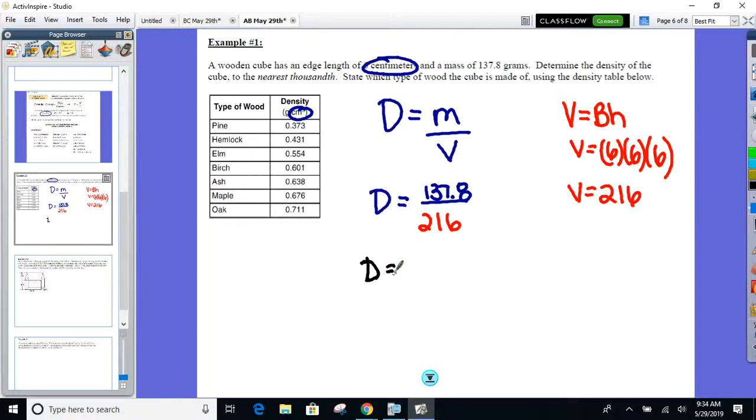By the way, if anybody has my calculator charger, I'd love it back. That'd be awesome. Somebody snagged it.